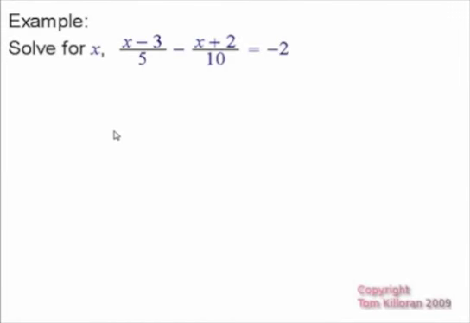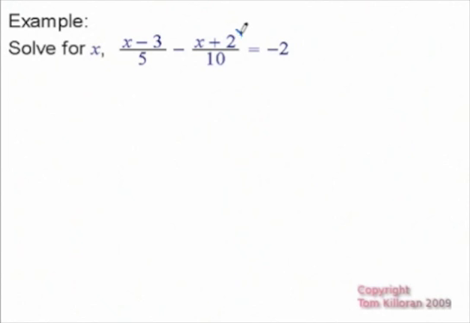Here's another linear equation. You won't be able to tell if these are linear or higher order equations until you get rid of the fractions. So the first thing we're going to have to deal with is making this a one-line equation, no fractions involved. The quickest way to do that would be to multiply everything, both sides, by the common denominator.